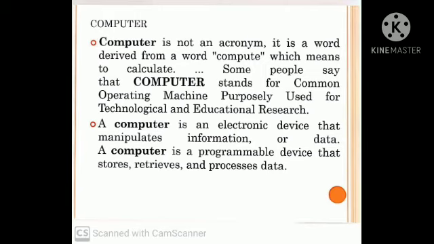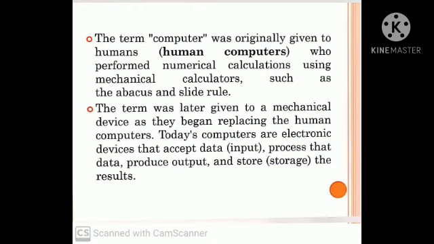A computer is an electronic device that manipulates information or data. Also, a computer is a programmable device that stores, retrieves, and processes data. The term computer was originally given to humans who performed numerical calculations using mechanical calculators such as the abacus and slide rule. The term was later given to a mechanical device as they began replacing the human computers.